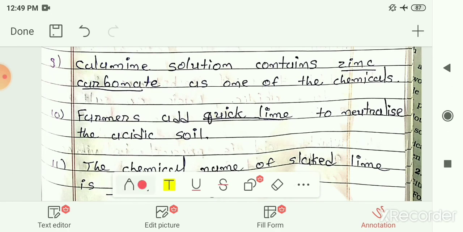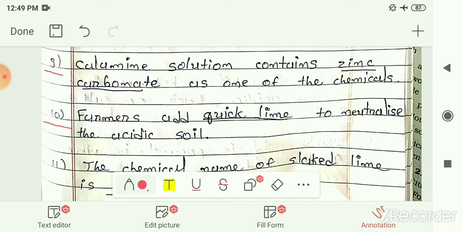Next, calamine solution contains blank as one of the chemicals. Which substance does calamine solution contain? So calamine solution contains zinc carbonate as one of the chemicals. It contains zinc carbonate, which is basic in nature.